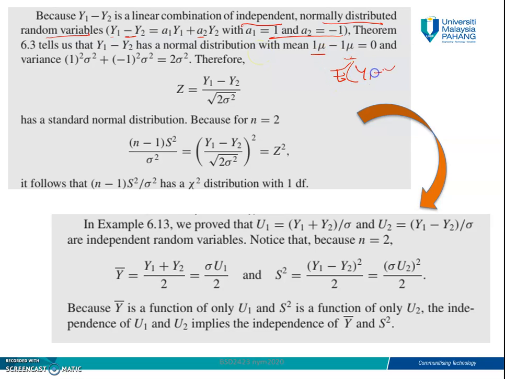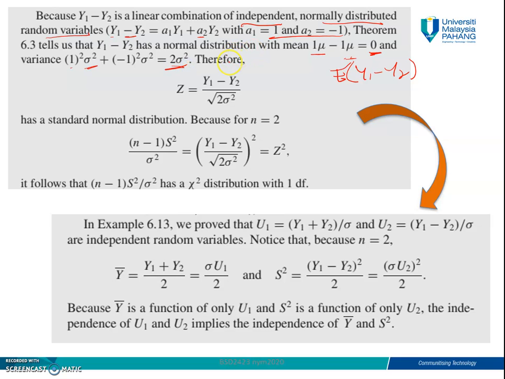Okay, y1 minus y2. You know that for y1 you have mu, and here you have negative 1 times mu, so this becomes 0. And then for the variance, similarly, the variance for a normal distribution is sigma square. Then here you have a1, so you need to square because this is variance. Then you substitute the value and simplify, and you get 2 sigma.